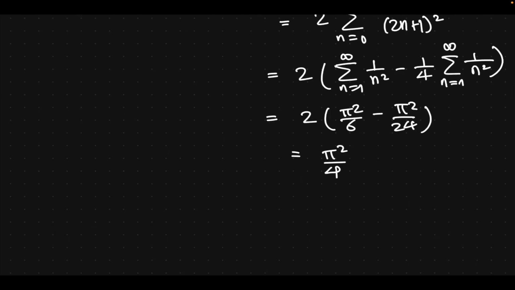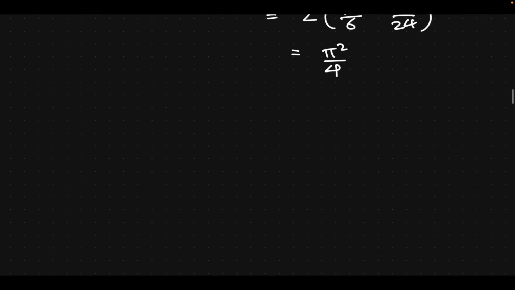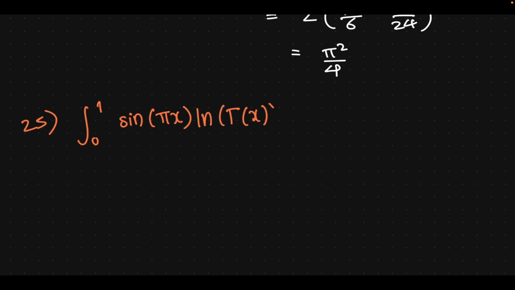Okay, moving on to the next question. Actually, this was the question that I think many people struggled with. Although it looks kind of tame, it's sort of obvious what property we need, but integral 0 to 1 sine pi x natural log of the gamma of x dx.